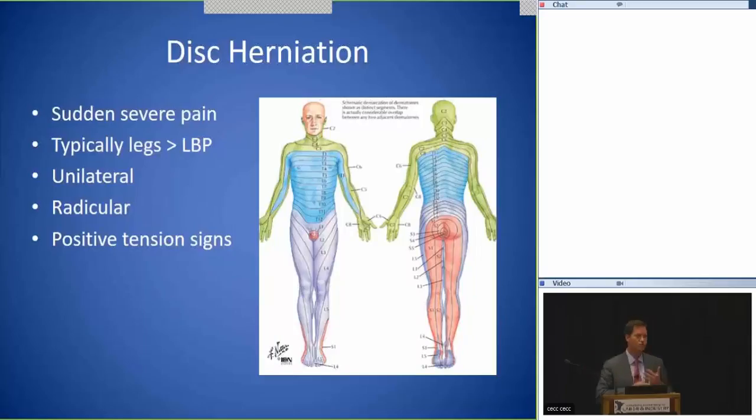It usually follows the radicular pattern as in this Netter diagram that you see. And people usually have positive tension signs, which means you straighten out their leg and they go, ah, because you're making the nerve longer. You elongate the nerve, it causes more pressure on the disc herniation, and the pain gets worse. But not everybody follows that pattern.